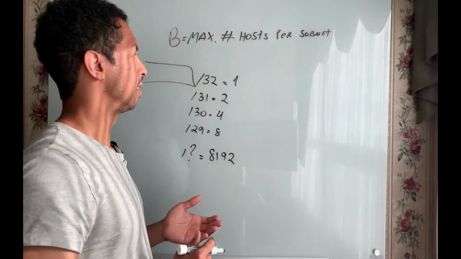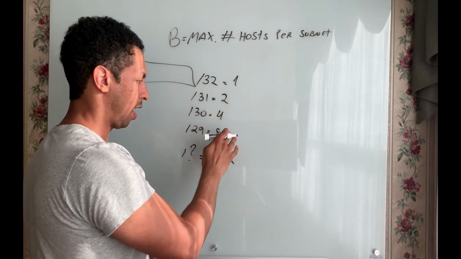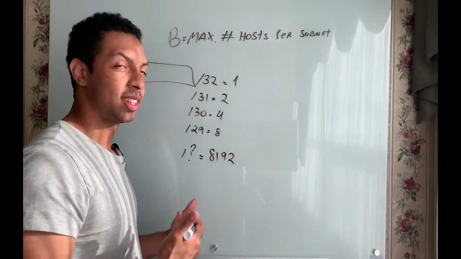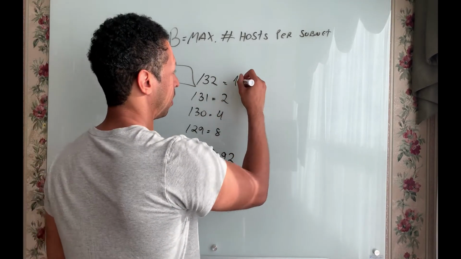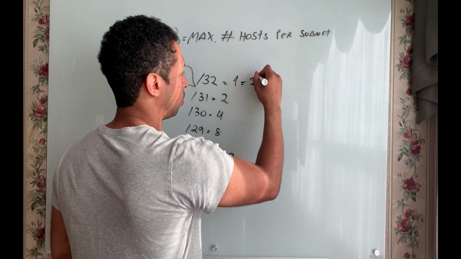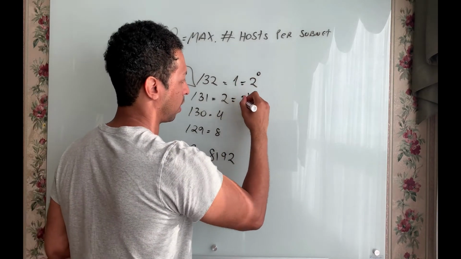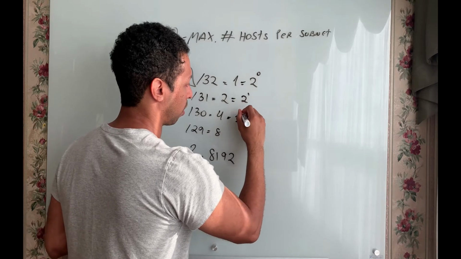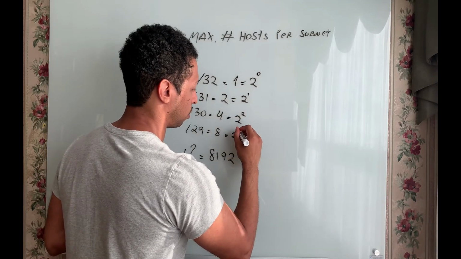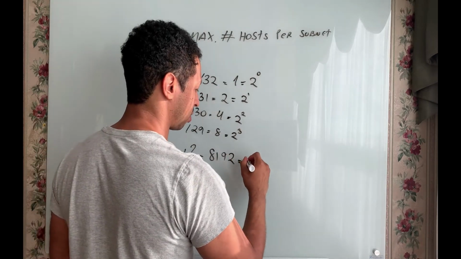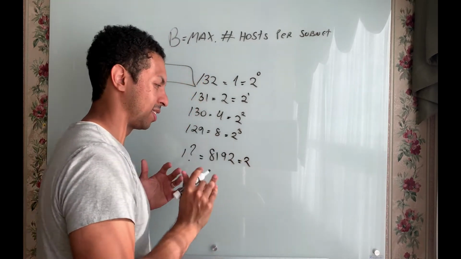Now, if you take a look at this, you have 1, 2, 4, 8, 16, 32, 64, 128, etc. So we know that this is an exponentiation. This is really 2 to the power of 0. This is 2 to the power of 1. This is 2 to the power of 2, 2 to the power of 3. And now this is 2 to the power of something.